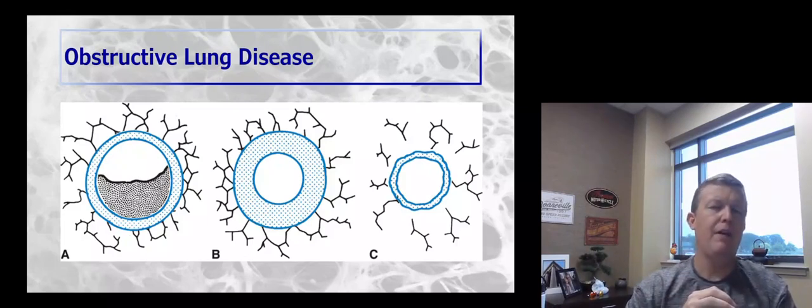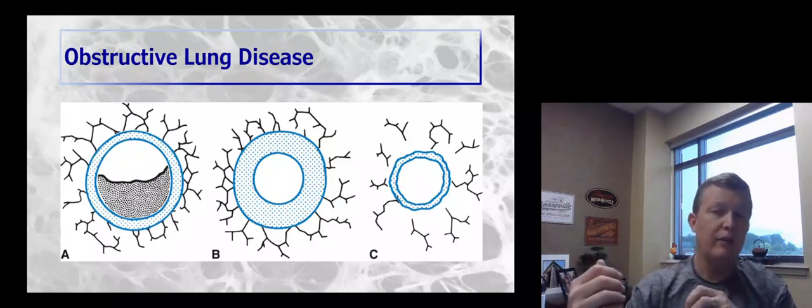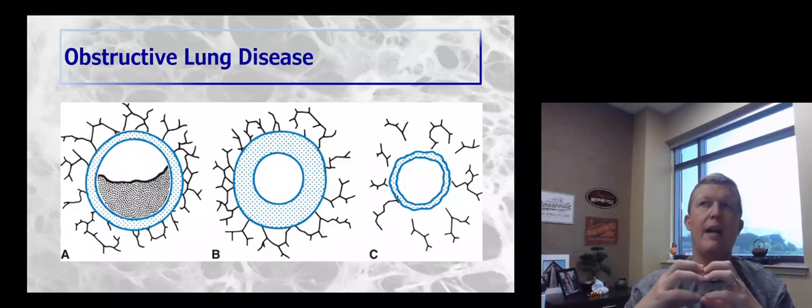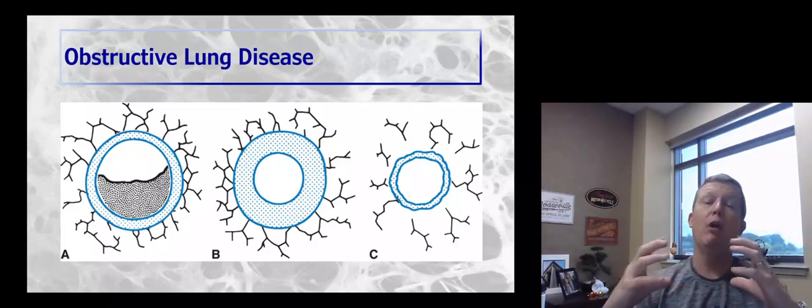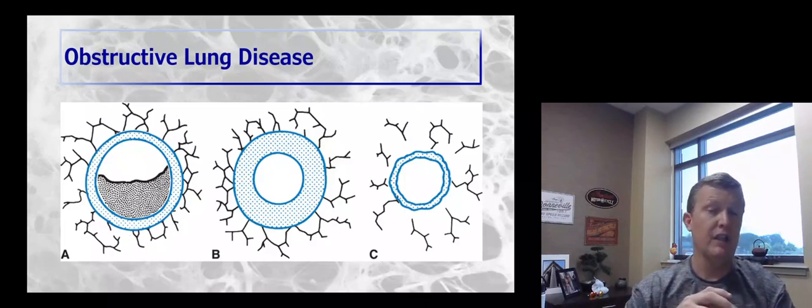Example C is a different pathology altogether. In example C, you'll notice that the connective tissue, the little black lines, have disconnected from the lung tissue themselves, and there are fewer of them. So we've lost connectivity here. When that happens, the lung tissue does not have the elasticity around it to help hold it open. So you have a boggy lung that collapses very easily.